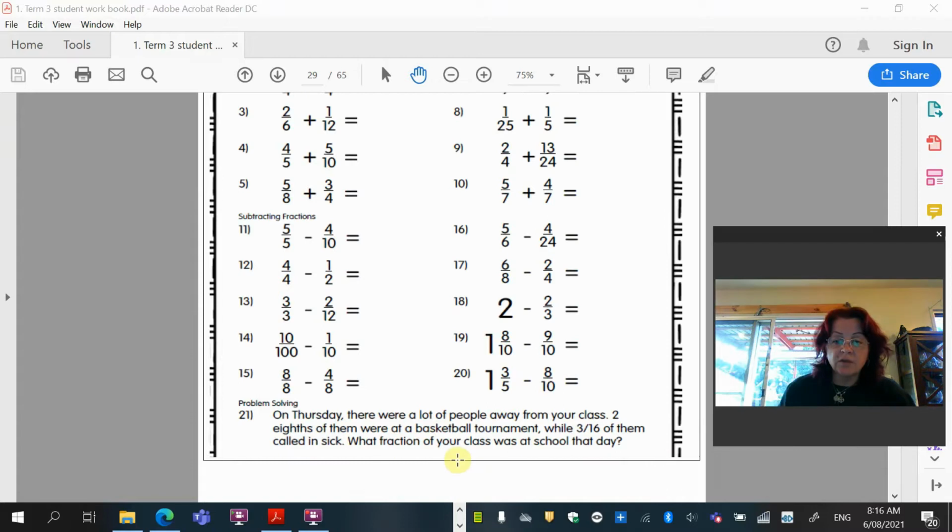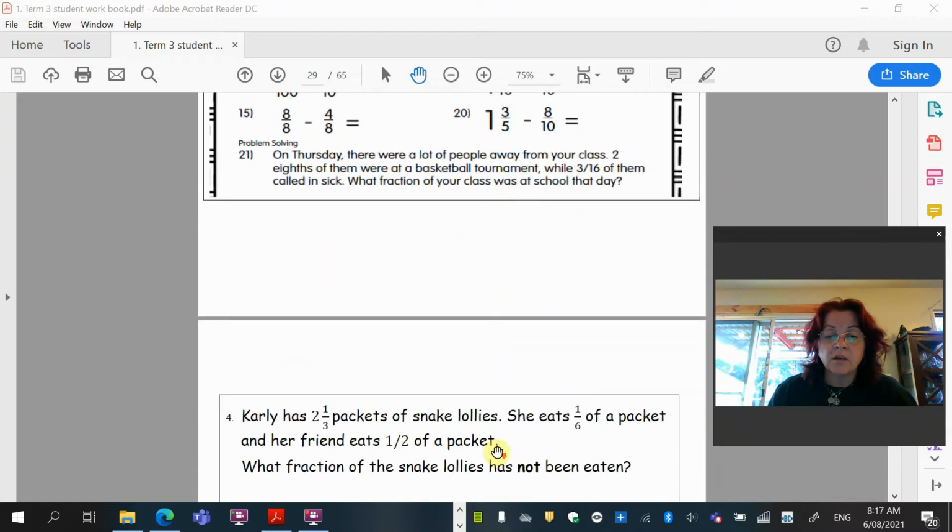And there's a problem solving down the bottom. On Thursday, there were a lot of people away from your class. 2/8 of them were at a basketball tournament, while 3/16 of them called in sick. So what you're looking at there is a straight fraction of 2/8 and add 3/16, add them together, use the denominator, and the answer is what fraction of the class is away.